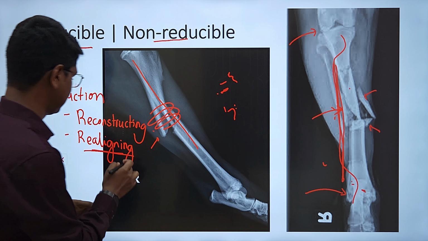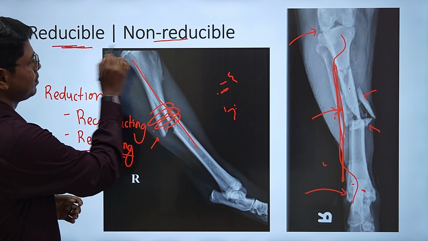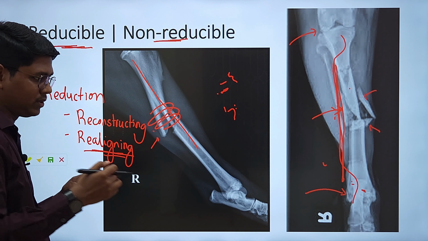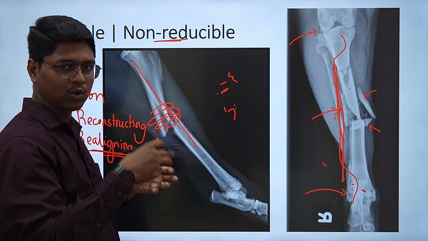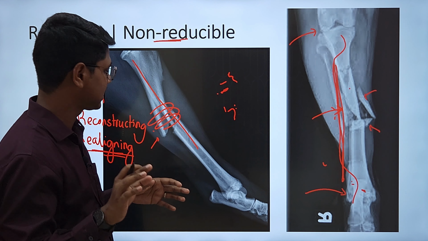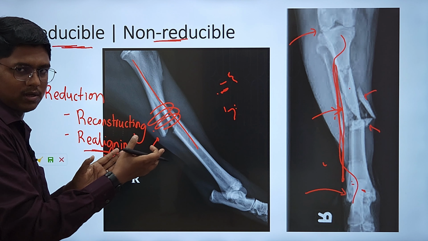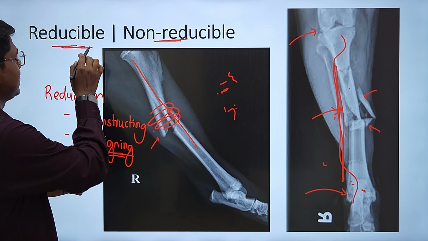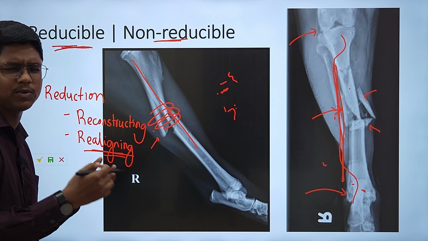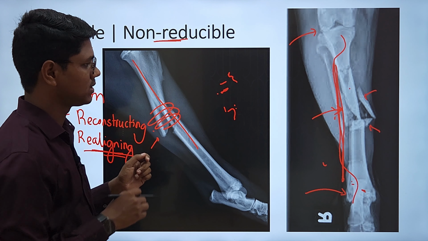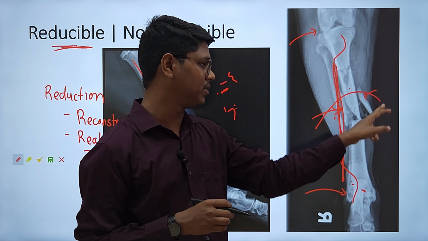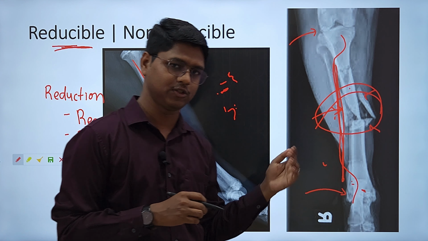But when it is non-reducible, your prime objective is always preserving the limb length. That is realigning. So this is reducible and non-reducible, you got it. Whether it is open reduction or closed reduction, we'll discuss in the next class. Both procedures are possible for reducible fractures. Most oblique and transverse fractures, or very minimally comminuted fractures, can be reducible, while severely comminuted fractures are non-reducible.